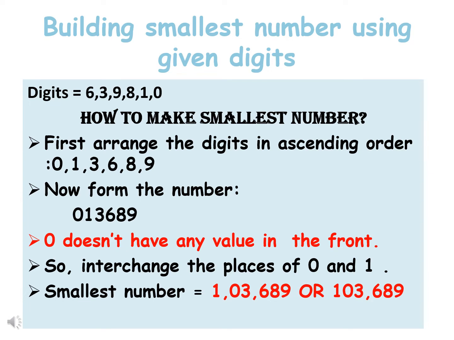103689. Since there was no system of numeration given, we can arrange it in the Indian system of numeration or the international system of numeration according to our choice. So the smallest number in the Indian system becomes 1,03,689, and in the international system we may write it as 103,689.